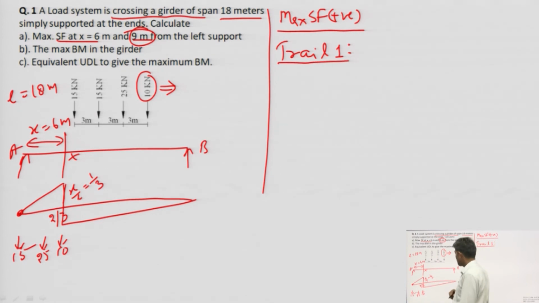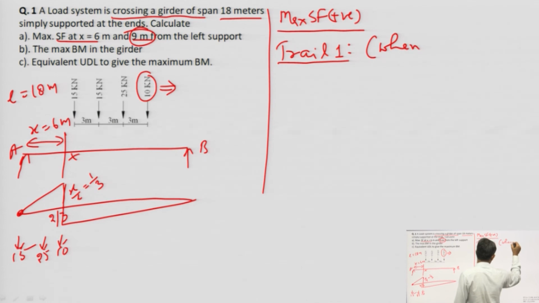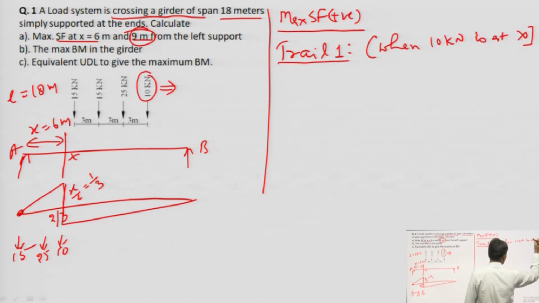Trial 1 is when the 10 kilonewton load, which is only 1, is at x, that means at the section. Then how much will this value be? We need to calculate this ordinate, say this is y1. The calculation is very simple, it is in between actually. So, it will be 1 by 6.